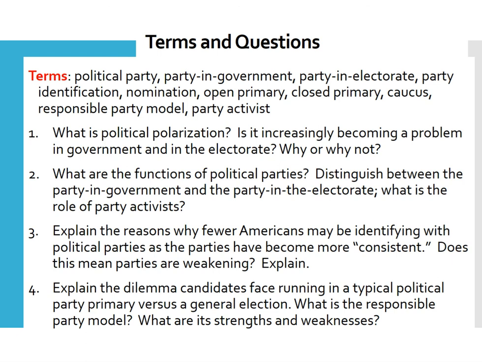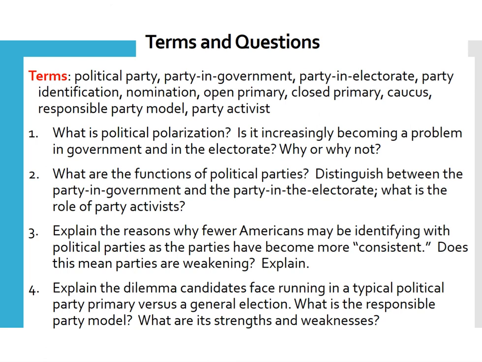All right, so here are the terms I want you to keep in mind: political party, party in government, party in the electorate, party identification, nomination, open primary, closed primary. Go to your book to see those distinctions. An open primary is a primary where you can vote for a candidate irrespective of whether you are of the party of that candidate. So Democrats could vote to determine who would become the Republican Party nominee.